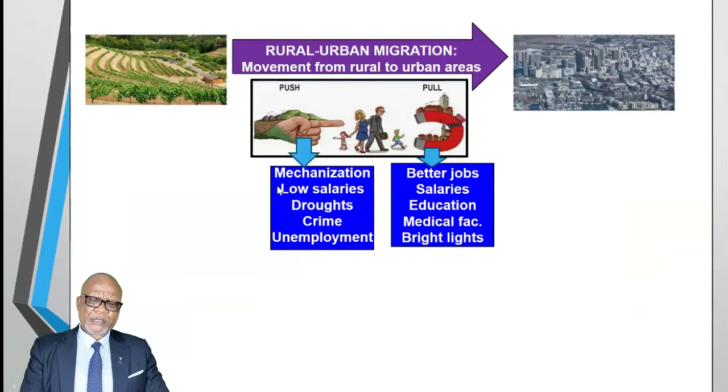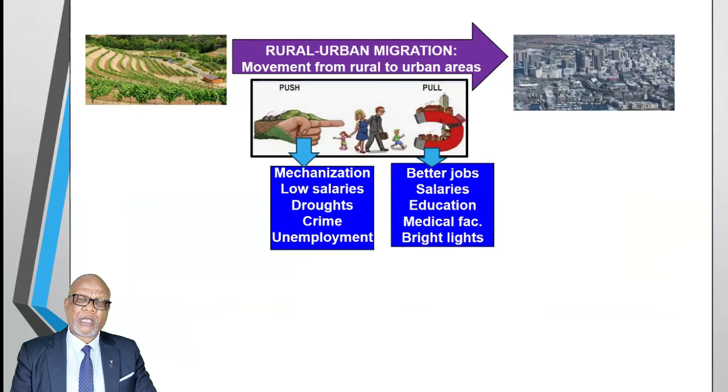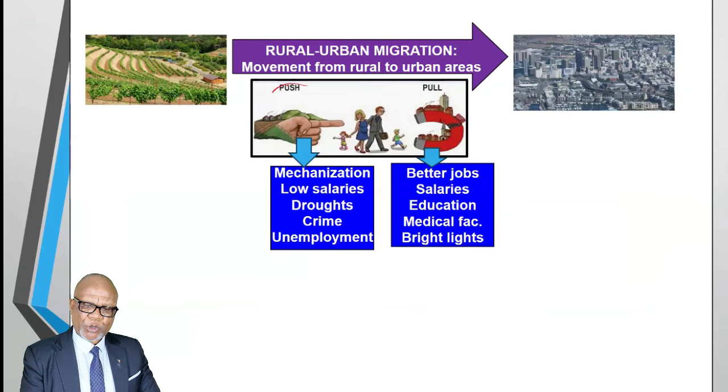Now, let's look at this concept of rural-urban migration. What is rural-urban migration? Rural-urban migration simply refers to the movement of people from rural to urban areas. It's the movement of people from rural areas to urban areas. So we call that process rural-urban migration, and it occurs because of push factor or pull factor.